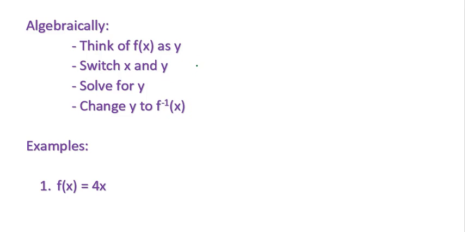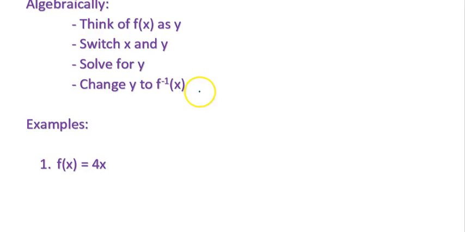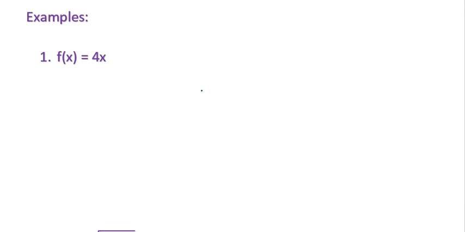So I'm going to do a few examples. Start with a really basic one. F of x equals 4x. Again, think of that f of x as y. Then the next step is to literally switch x and y. So I'm going to have x equals 4y. Then I'm going to solve for y. So I'm going to divide by 4. I could write that as 1/4 x or x divided by 4.